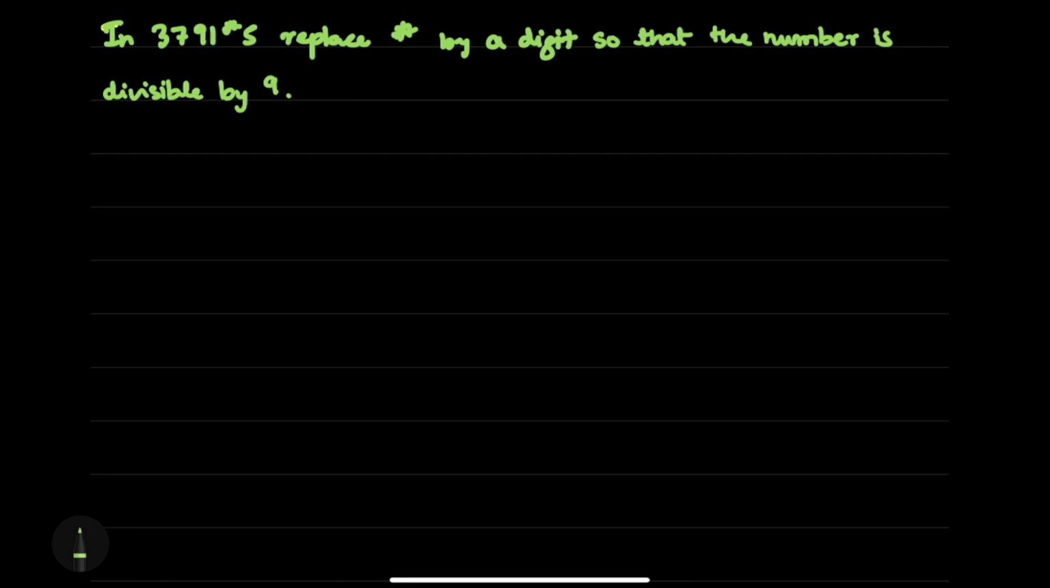So let's first take the sum of the numbers we know, and this comes out to be 25 plus asterisk. So we need to understand that 25 is not divisible by 9. So what should we add to get a number? This should be a non-zero number because we already know that 25 is not divisible by 9.